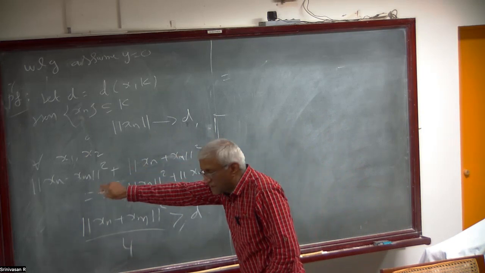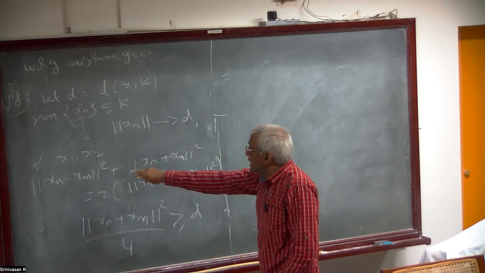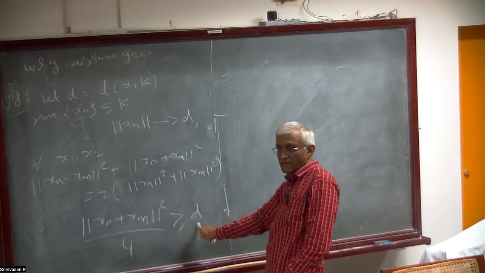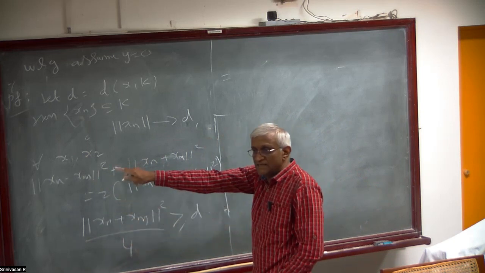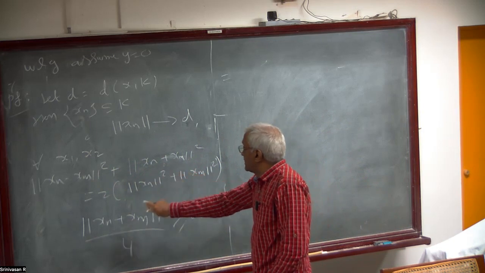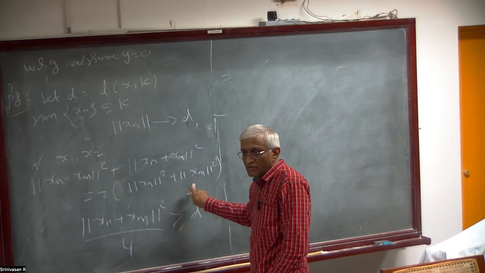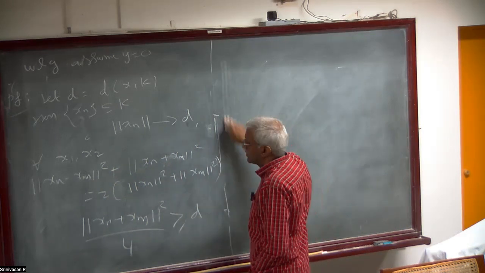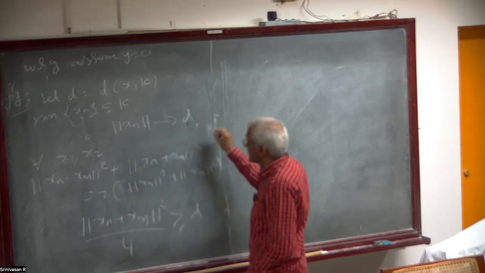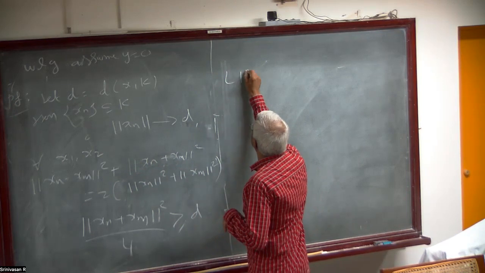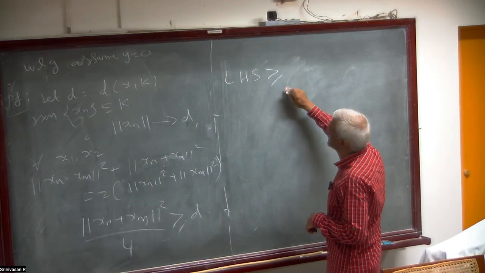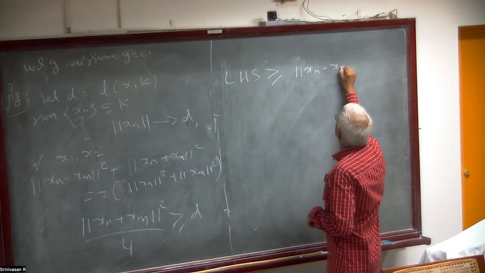To prove that, it's enough to prove that xn is actually Cauchy. Now, I have this inequality: norm of (xn plus xm) squared is greater than or equal to 4d squared, because (xn plus xm) by 2 is in the convex set. So this is greater than or equal to d squared, right? So this left hand side is greater than or equal to norm of xn minus xm squared.